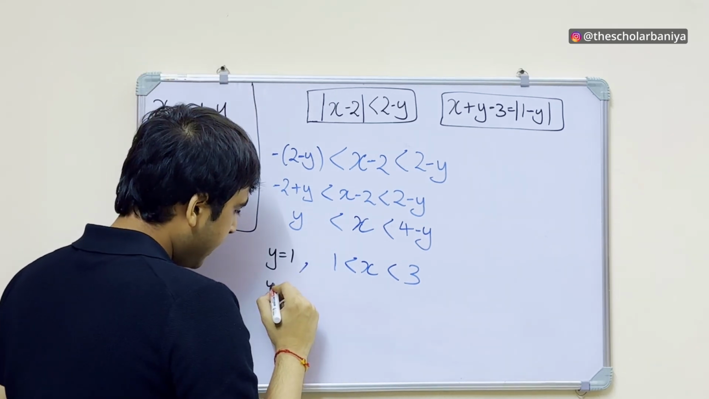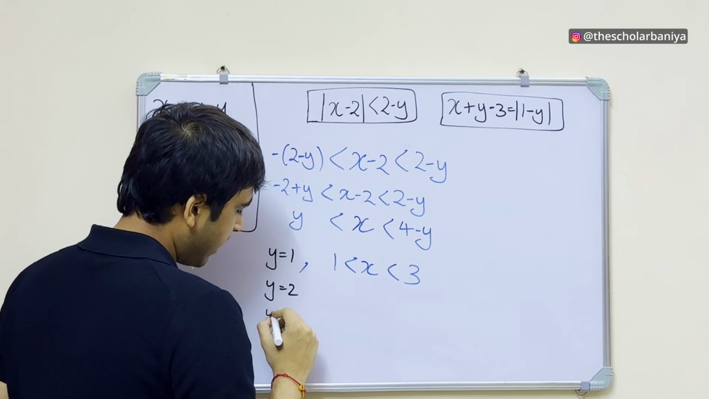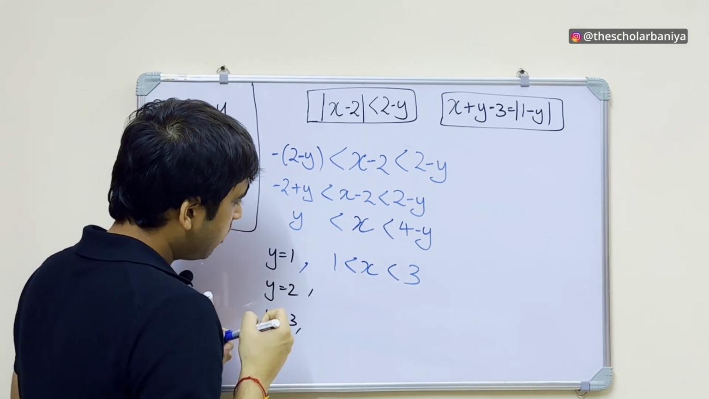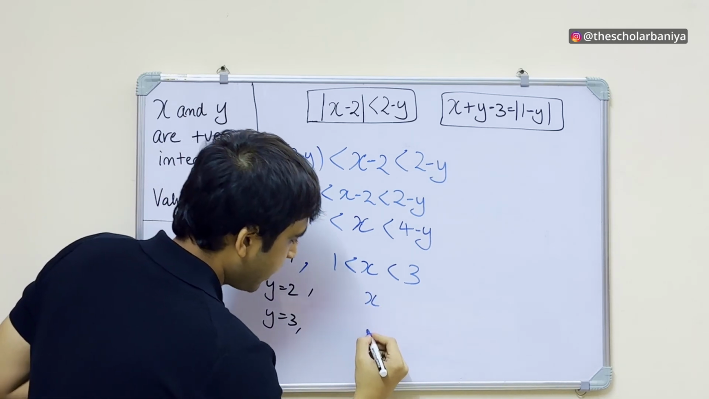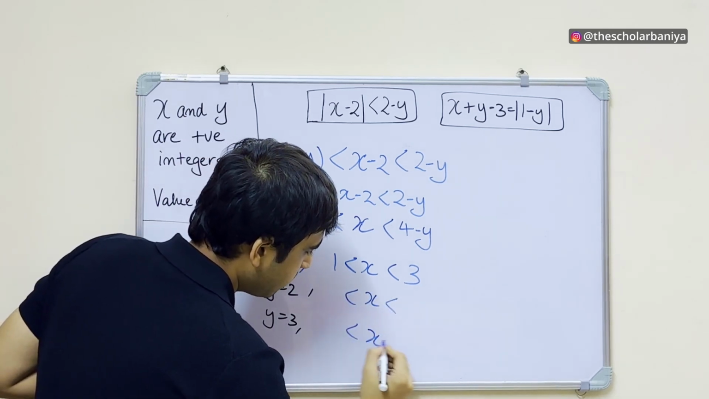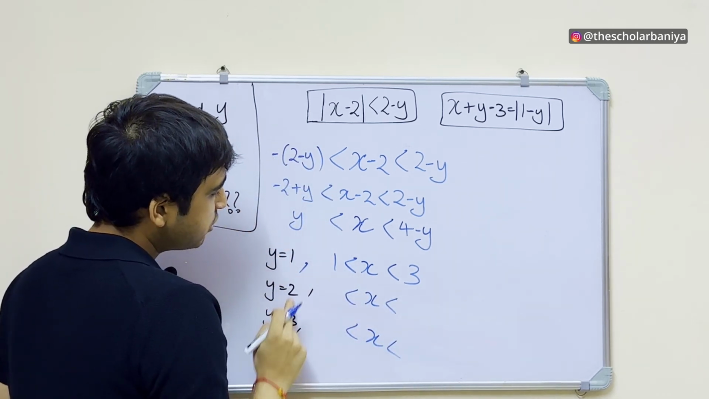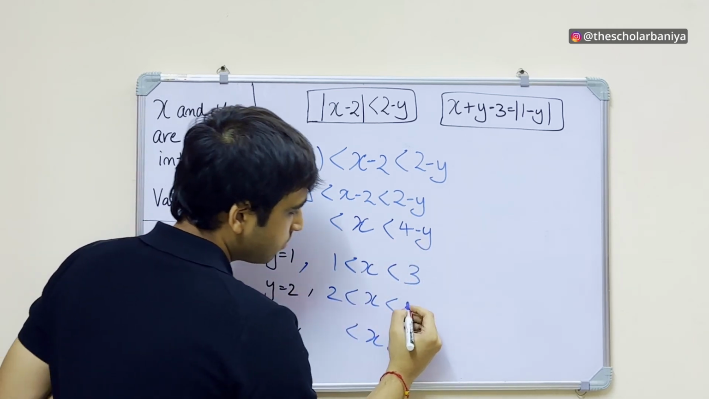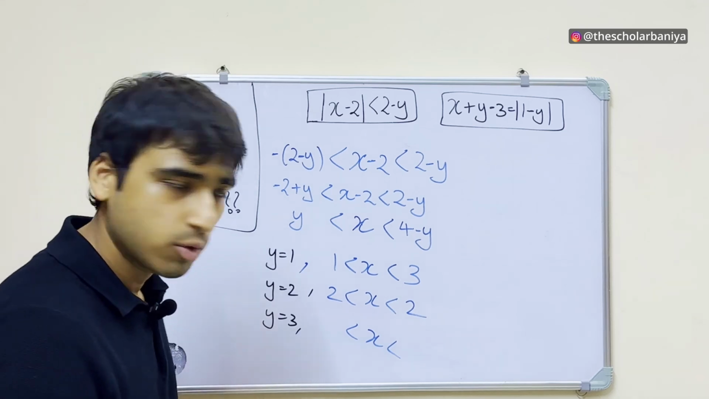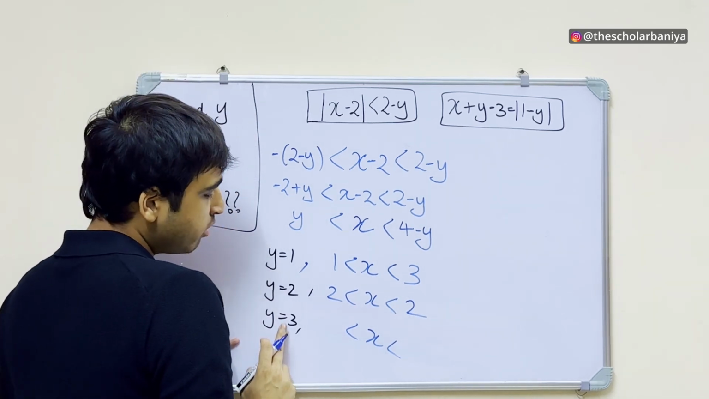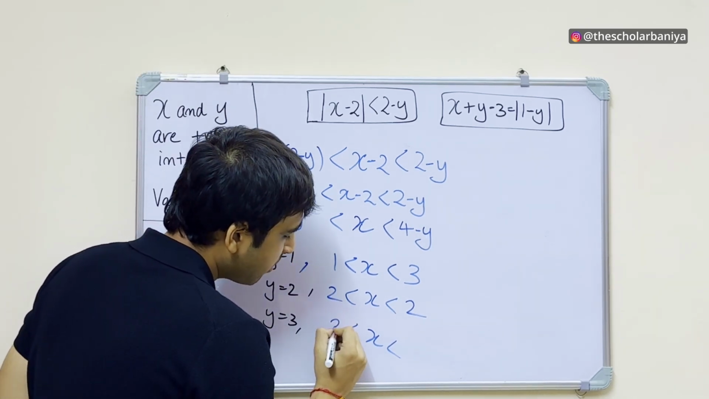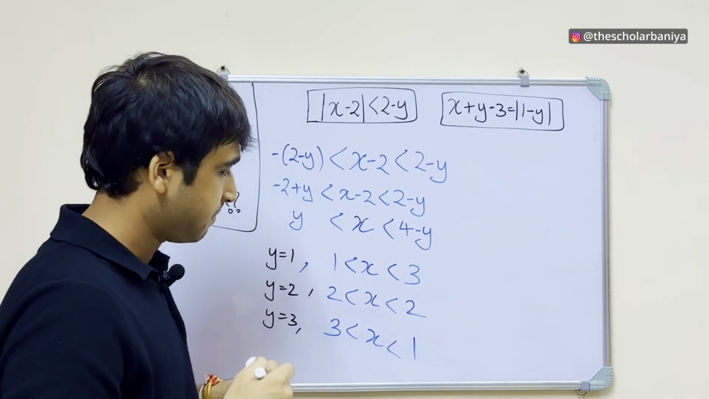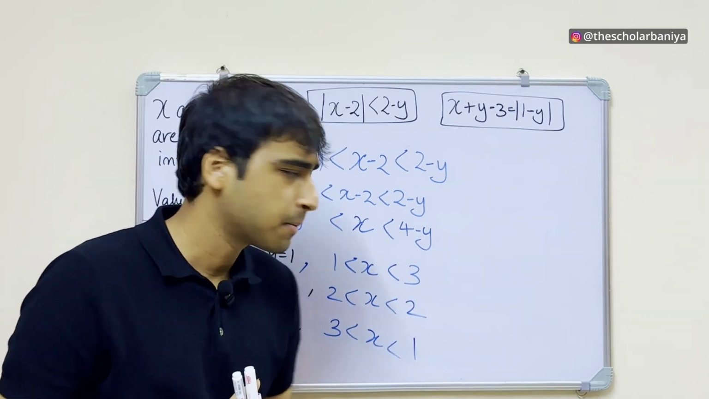Let's suppose I take y is equal to 2 and y is equal to 3, just for example. So if y is equal to 2, this will become 2, and this will become 4 minus 2, right? Okay. If I take y is equal to 3, this part will become 3 and this part will become 1, right? I hope this should be very clear.